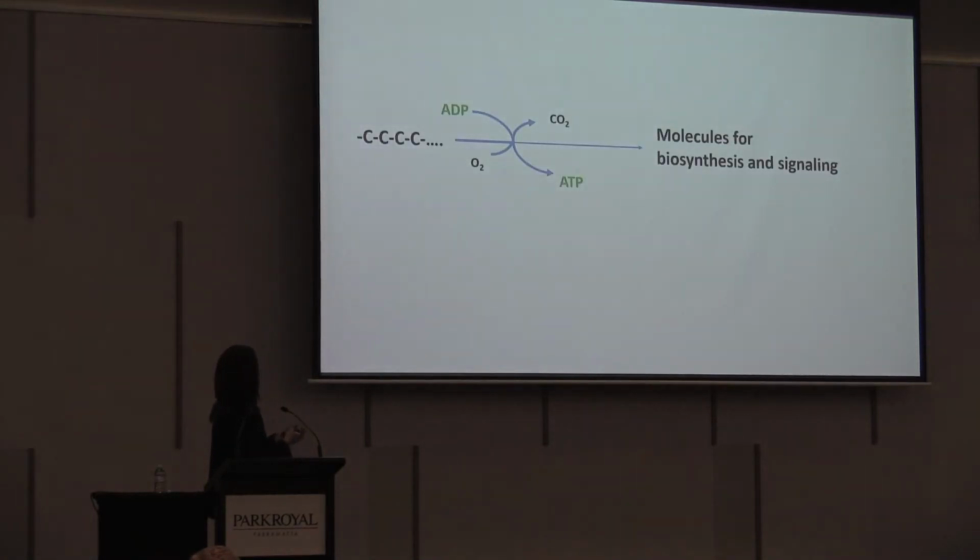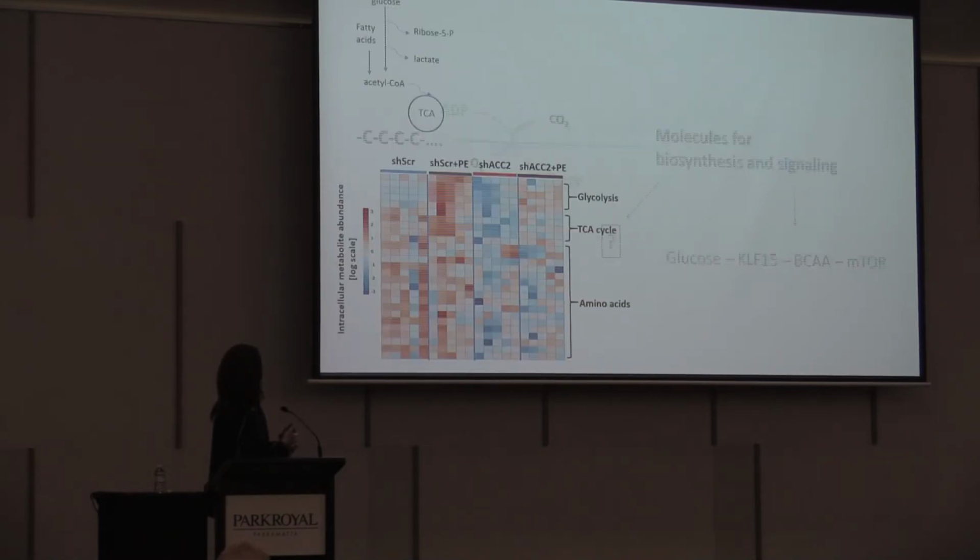Putting this together, this was the scheme that we were working on. We showed that the increased reliance on glucose allows glucose to trigger this signaling pathway that allows mTOR to be activated during the pathological stimuli for hypertrophy. What we haven't addressed is the synthetic function of substrate metabolism. So in the next couple of minutes, I will quickly address that.